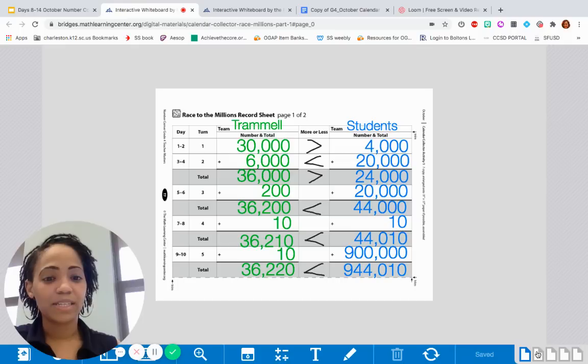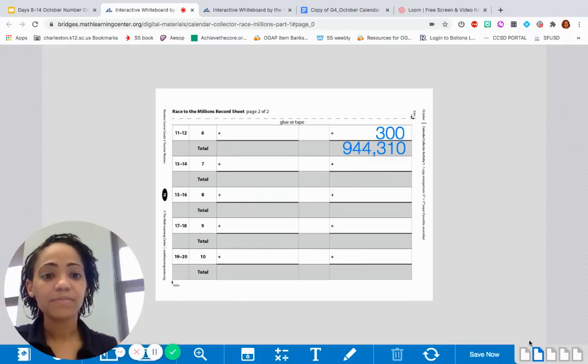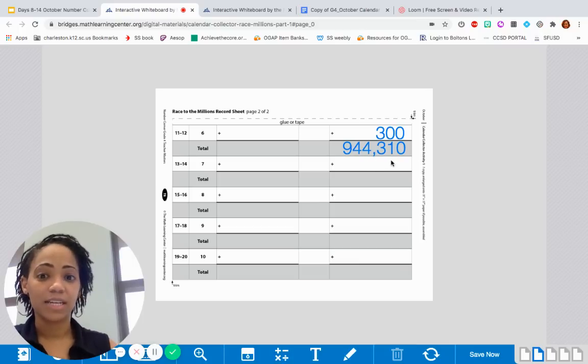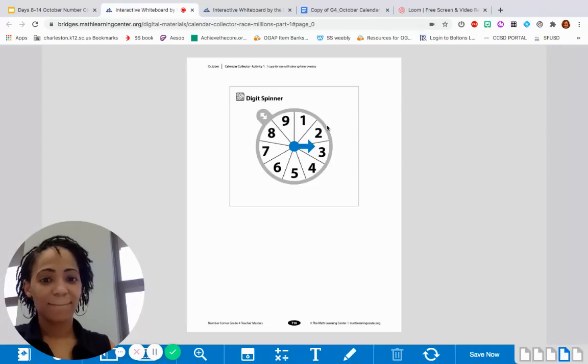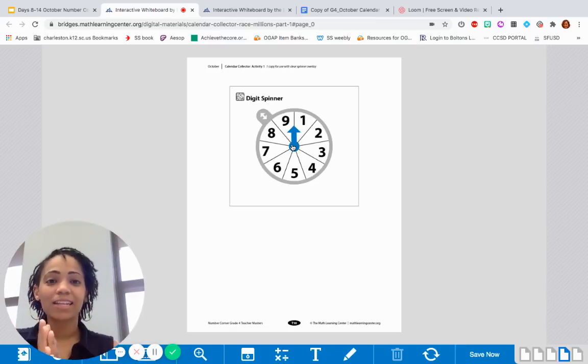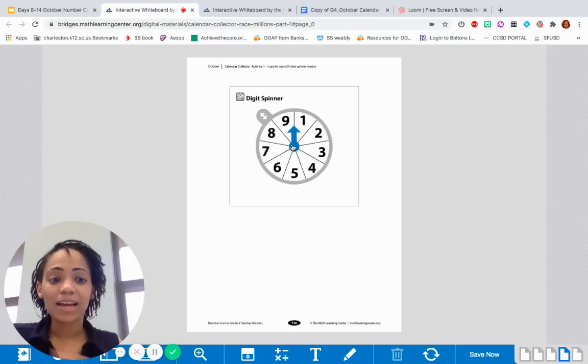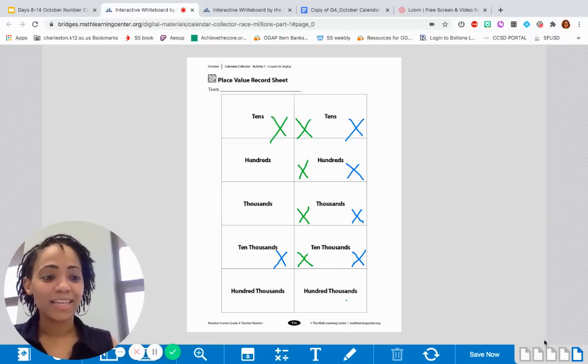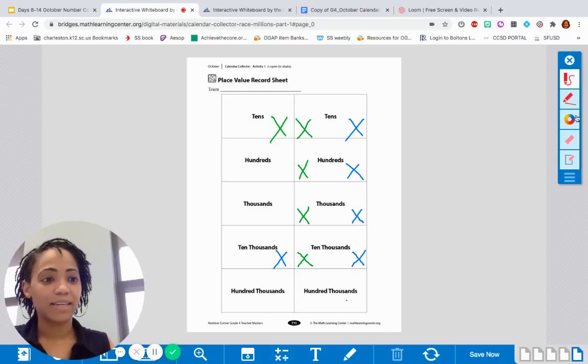So let's see where we stand right now. You have 944,310. So it is my turn to spin. Here we go. Yes! Finally, I got a large digit. Yes, I got a 9. Guess where I'm going to put that 9? You got it. In the hundred thousands place.